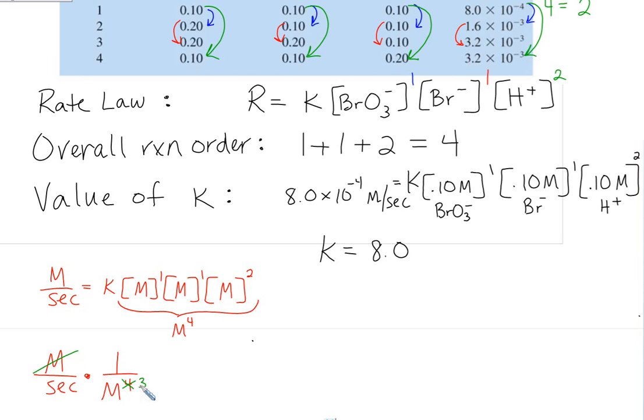So my units could be reported as maybe 1 over seconds times molarity to the 3rd. Or maybe you'd have seconds to the negative 1st, molarity to the negative 3rd. And obviously they could be in either order. You could have the molarity first, the seconds last. It wouldn't matter. Either of those would be acceptable units on the constant.